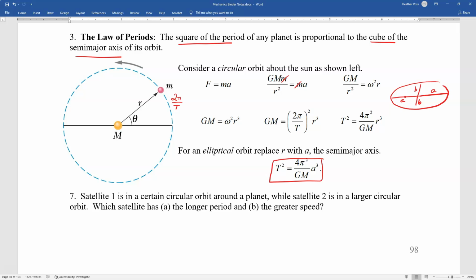There is a way that we can actually derive this equation. We do not have to. So we do need to know that the period squared is proportional to the semi-major axis cubed if we are dealing with an elliptical orbit.